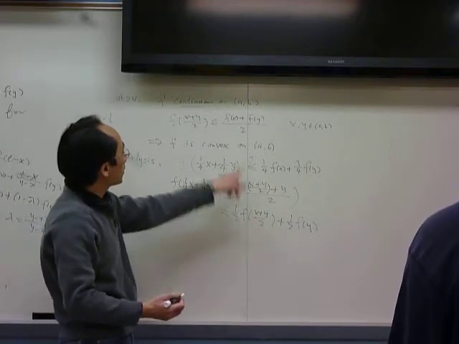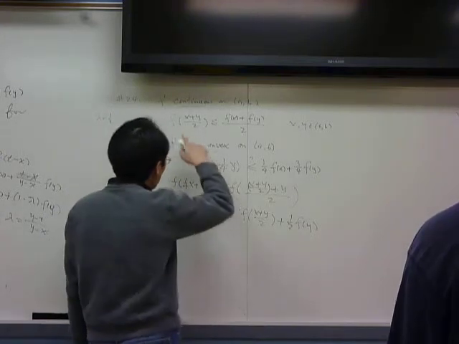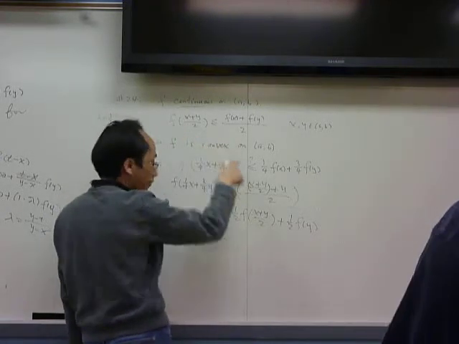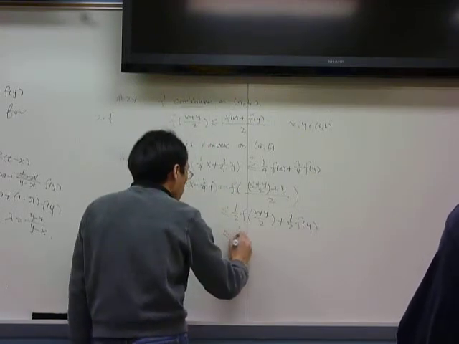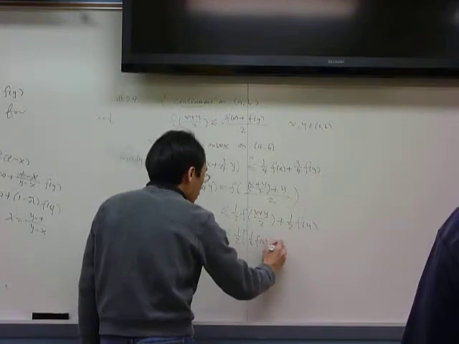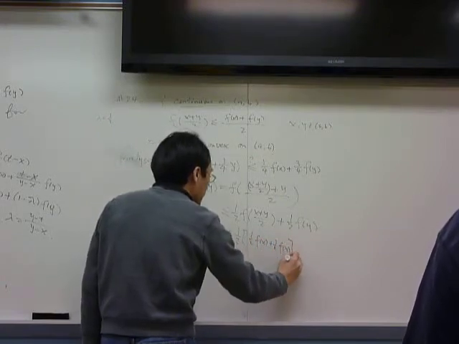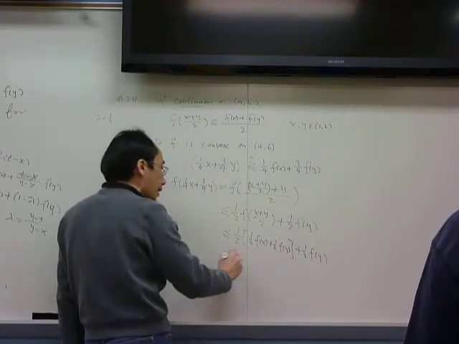And here I apply this inequality again. Because this is only true for lambda equals half, that's the only thing I can use. So this is 1 over 2, half of f of x plus 1 over 2 f of y, and then plus half of f of y. And then you add them up.